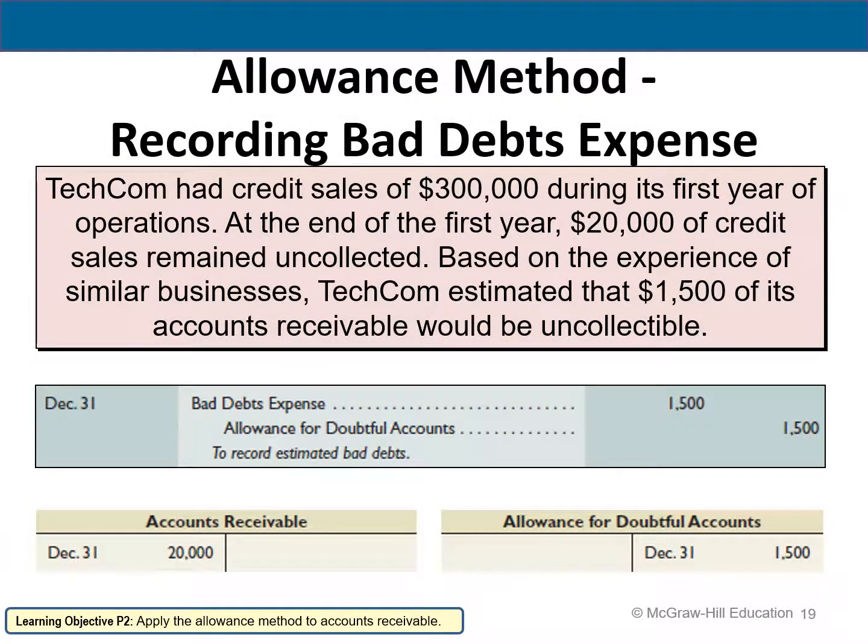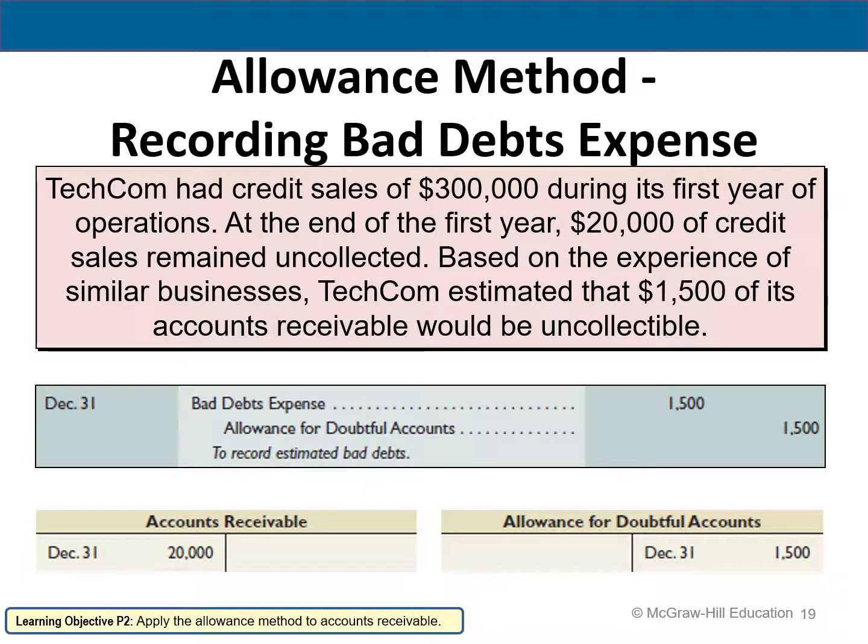So, allowance method, recording bad debt expense. TechCom has credit sales of $300,000 during their first year of operations. At the end of the first year, $20,000 of credit sales remained uncollected. Based on the experience of the business, they estimate that $1,500 of that accounts receivable balance will not be collectible. So we're going to record an allowance for doubtful accounts for that estimated $1,500.